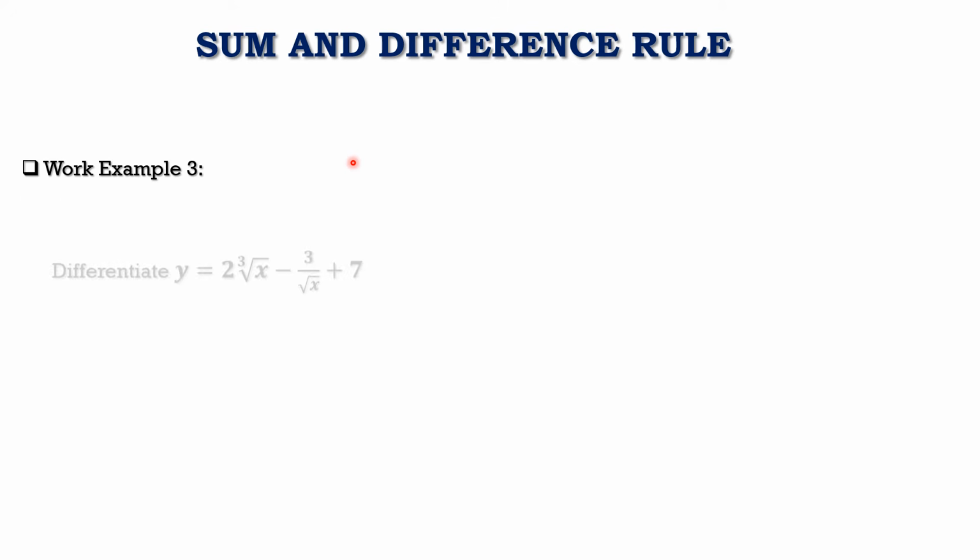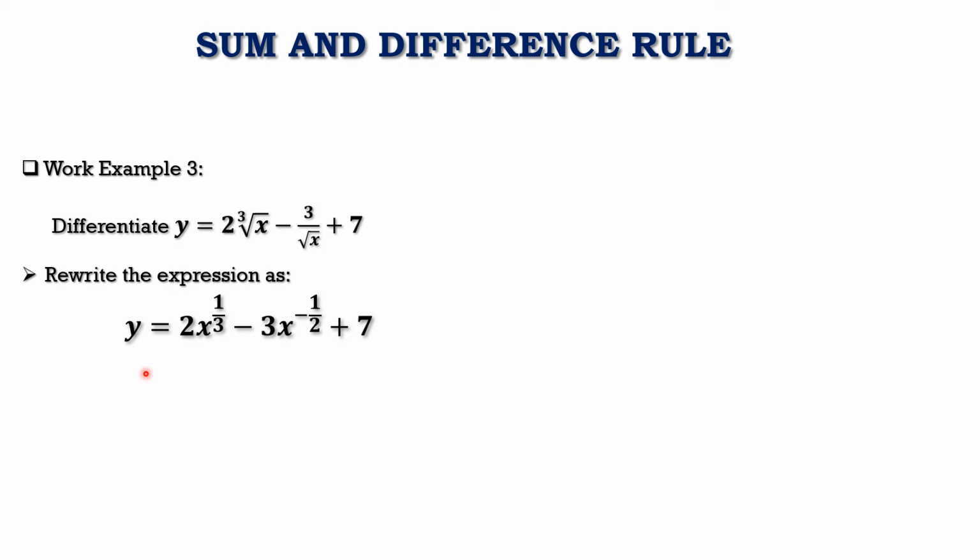Under the sum and difference rule, we have to differentiate the function y equal to 2 cubic root of x minus 3 divided by square root of x plus 7. This expression looks complex, but we can rewrite it as y equal to 2x raised to the power 1 over 3 minus 3x raised to the power negative 1 over 2, because it's an inverse expression, plus 7. Then we are going to differentiate each of these terms separately.